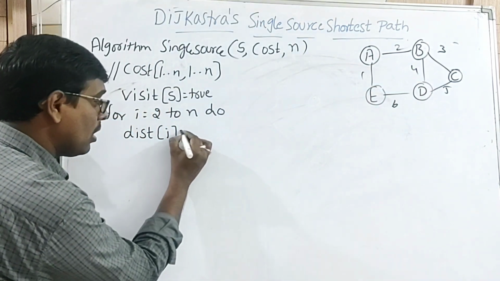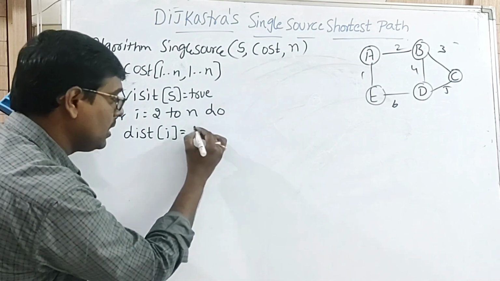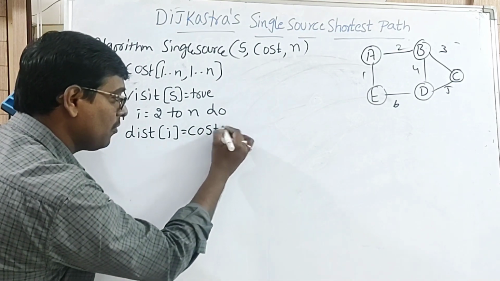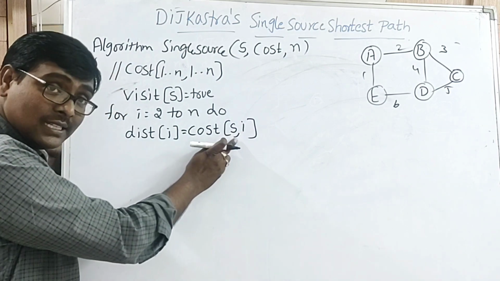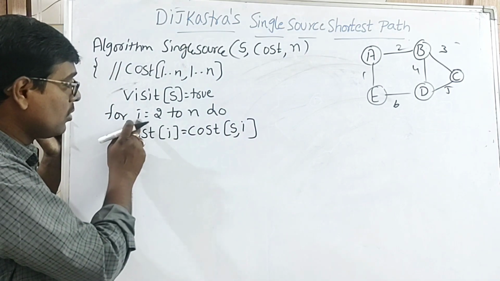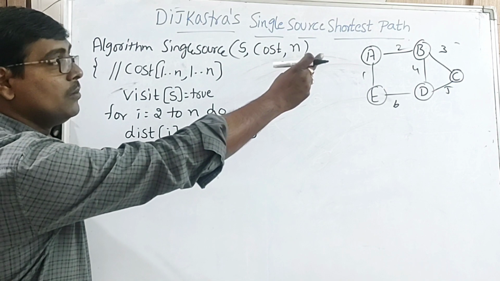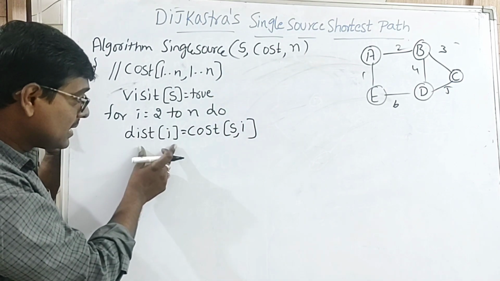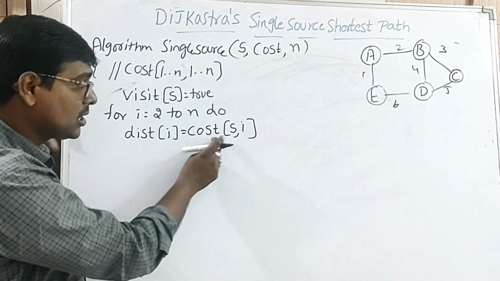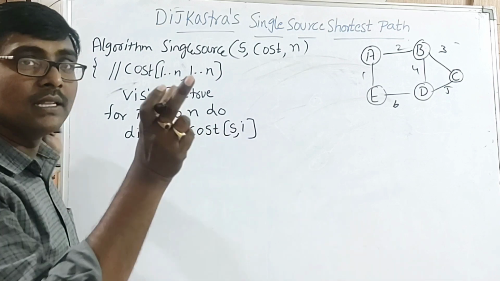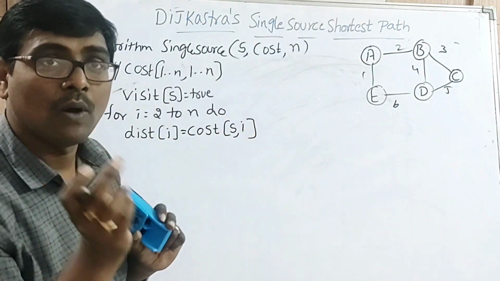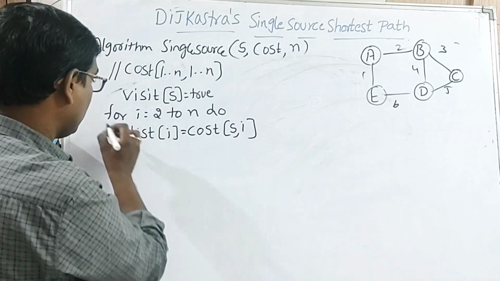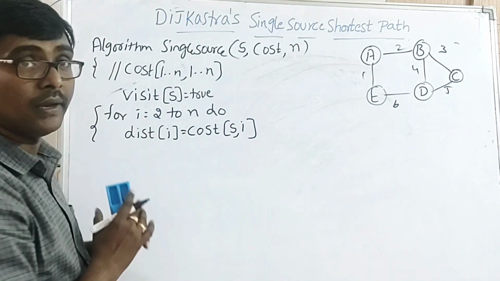So now how do we assign the value? Simply cost of S comma i, where S is the source vertex. Suppose i is equal to 2, assume vertex B. What is the distance of B? Cost of S comma B, that is, in the matrix, source vertex S and destination vertex B. That is the value. Now the first two steps are completed.